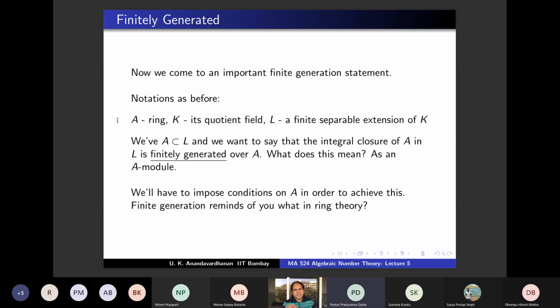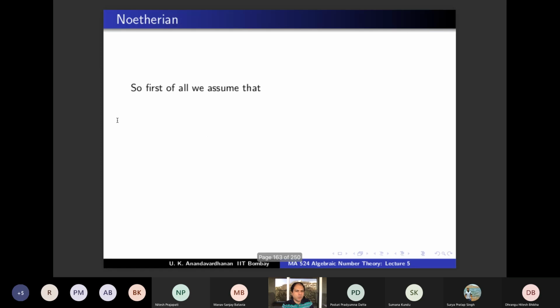Noetherian. Yes. So who said this? Pradyumna. Good. So Noetherian. It reminds you of Noetherian because when you deal with Noetherian rings, you see this word finitely generated again and again. For example, one characterization of Noetherian ring is every ideal is finitely generated. You would also have seen Noetherian modules, etc. So finite generation anyway reminds you of Noetherian. So that is our first assumption.